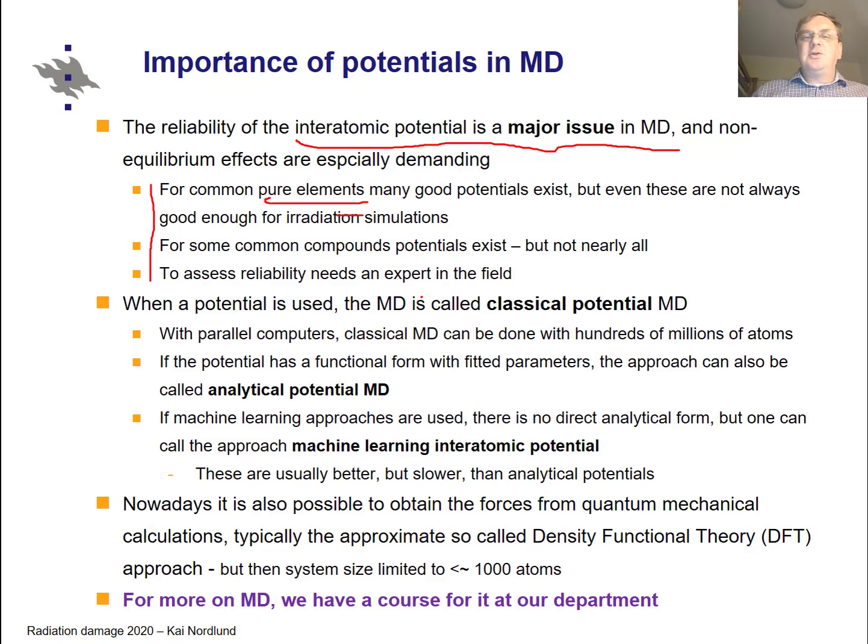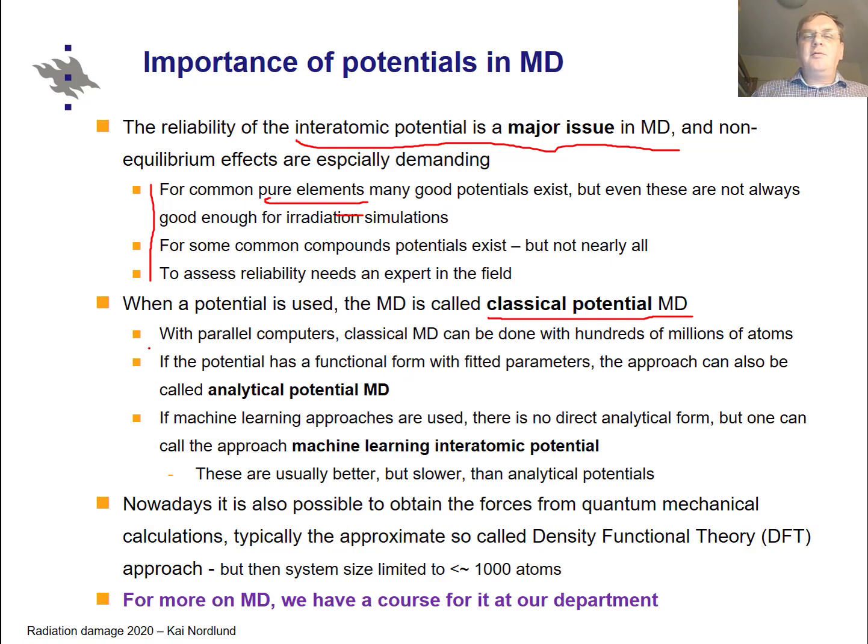But let me just mention still a very important classification. If you use any kind of interatomic potential, then the method can be called classical potential molecular dynamics, or maybe force field molecular dynamics. And these classical potentials are very efficient, and one can do MD up to hundreds of millions of atoms.